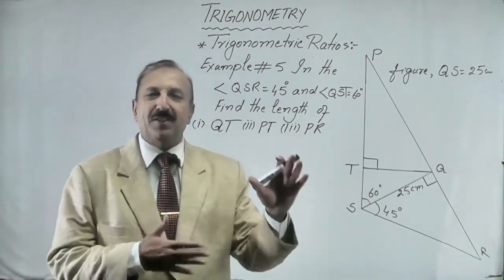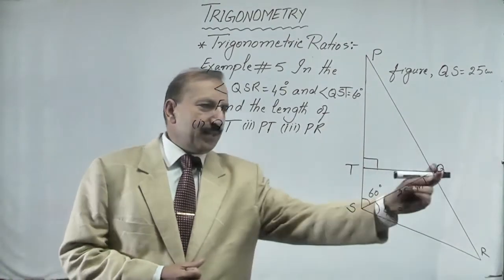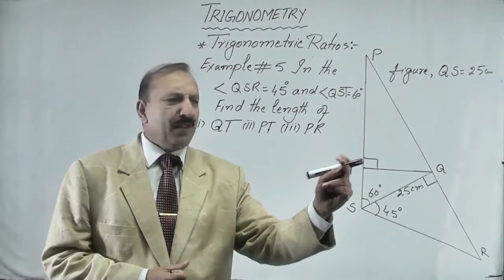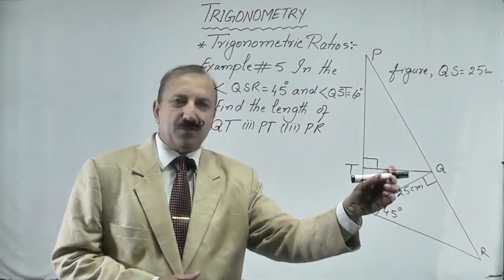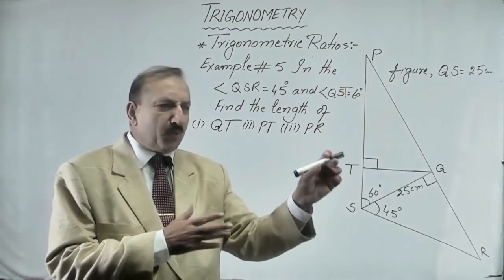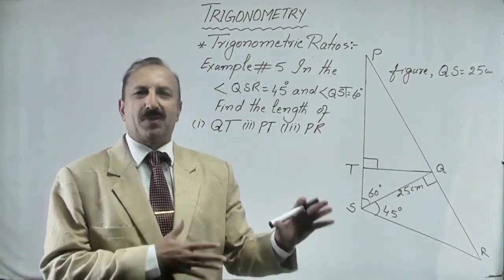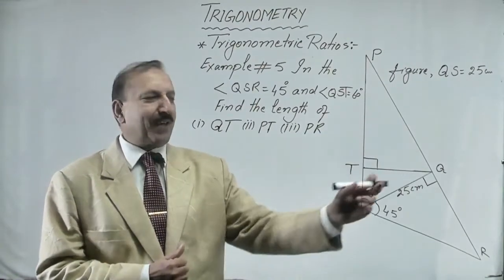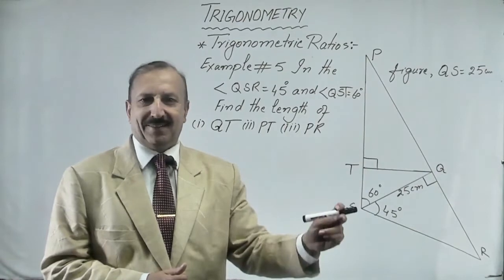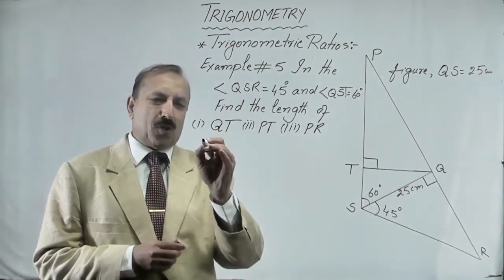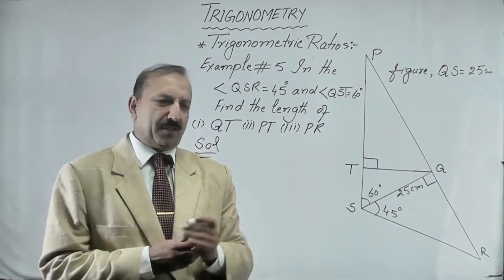Let's see in which right angle triangle this QT is present. Here is QT, my dear student. This QT is a part of this right angle triangle as well as this right angle triangle. But we need to consider the right angle triangle whose sufficient values are there that help us to find QT. So that is triangle QTS. Let's start solving and finding this value. So we will move the solution like this.